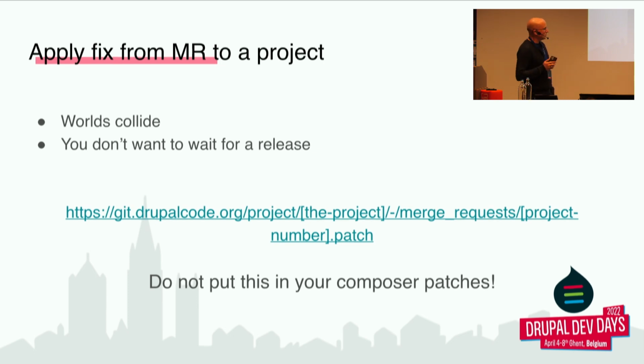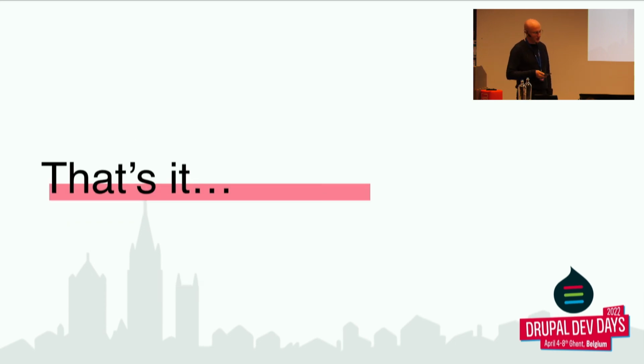However, do not put this in your Composer patches if you apply patches through Composer, because if anybody pushes to that merge request, that patch will change. So what you do instead is you save the contents of that screen that you get by applying .patch. You save that locally, that's what you apply, and then you have a stable situation. And you can obviously see if the merge request has changed, what has changed, and maybe update that patch later on. But do not put this URL directly into your project, because things will probably break at some point.